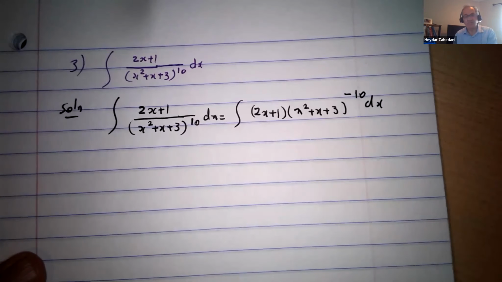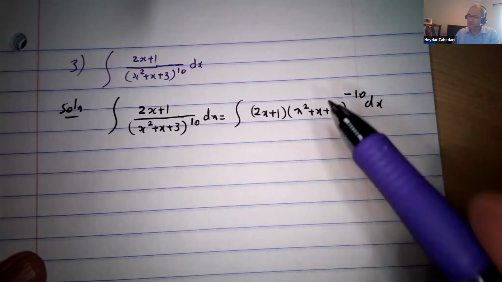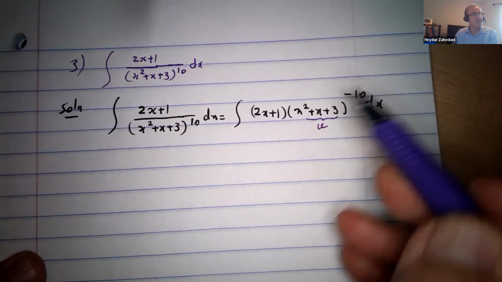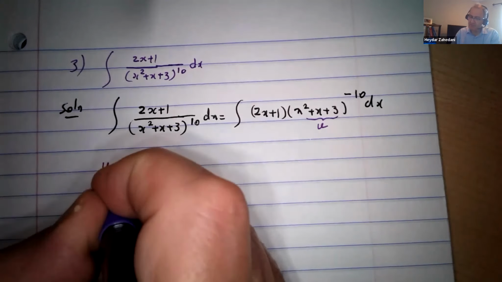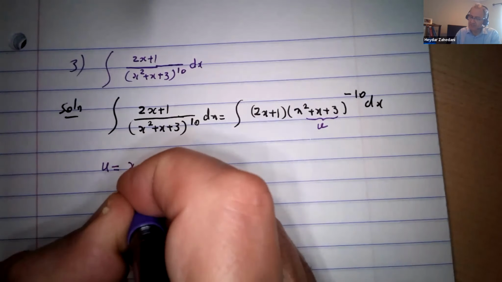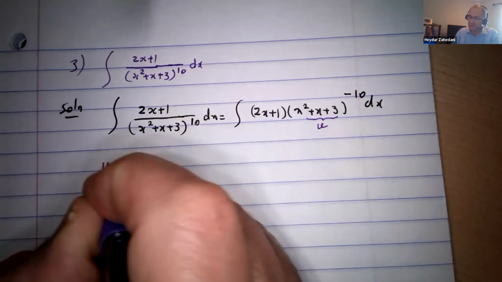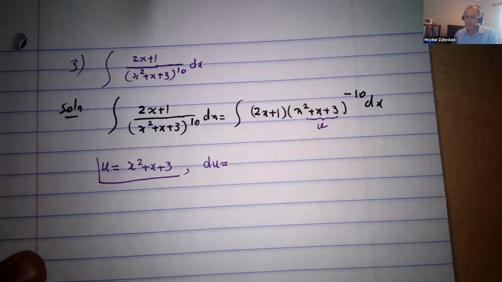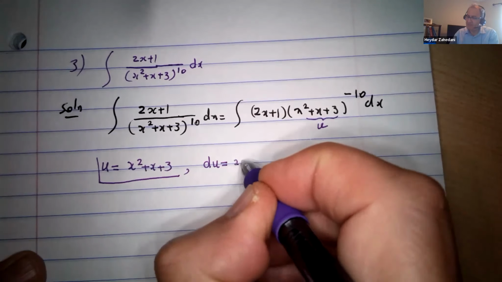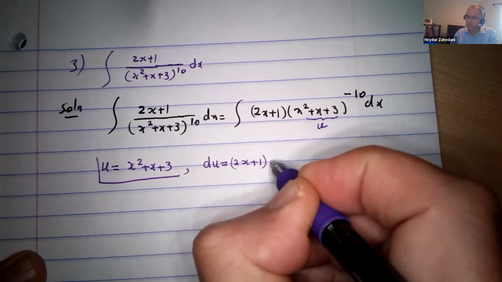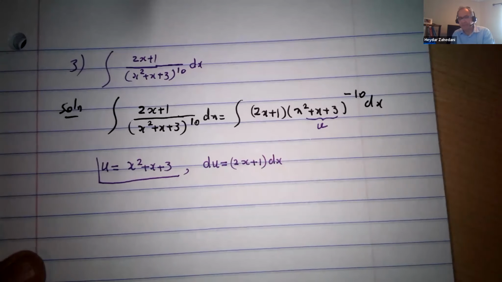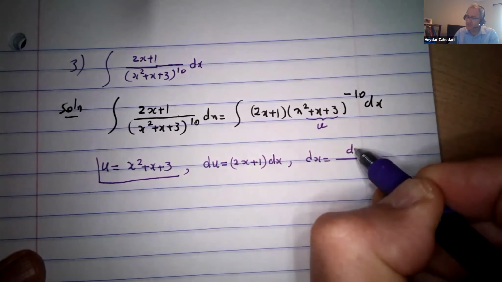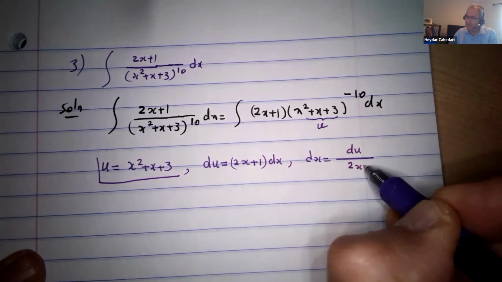Now again, we have a power function. For the power function, you are going to take this one to be u, and you must end up with the u to the negative 10. So you have to do the substitution method, u equal to x squared plus x plus 3. That's going to be the u, then we get the du. The derivative would be 2x plus 1 times the dx. Then you find the dx. So the dx would be the du over 2x plus 1.